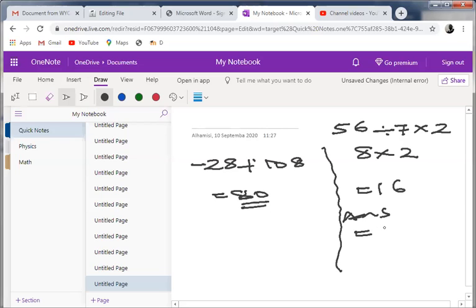So the final answer will be equal to the numerator over the denominator. This part was the denominator, so it is going to be equal to 80 over 16. Then you can get your final answer like that.